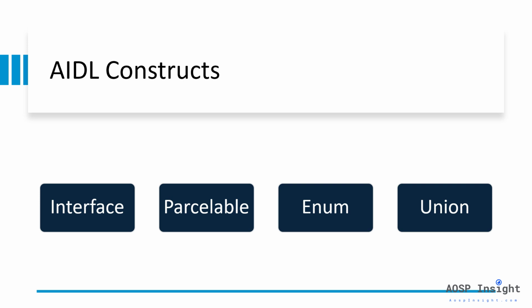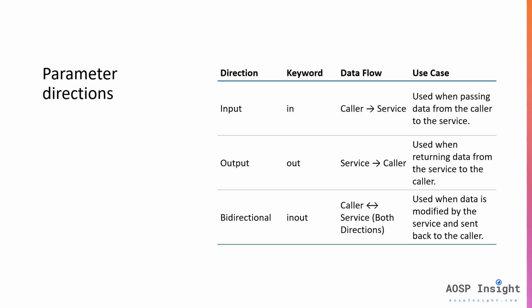That was about parcelables, but when it comes to defining an interface, other than the data types, you need to set the direction of the parameter, which could be in, out, or inout. When it's in, it means that you are passing something. When it's out, it means that you are receiving something, and inout means it works in both directions. I will show you how we can define an interface and parcelable and use them in an interface.